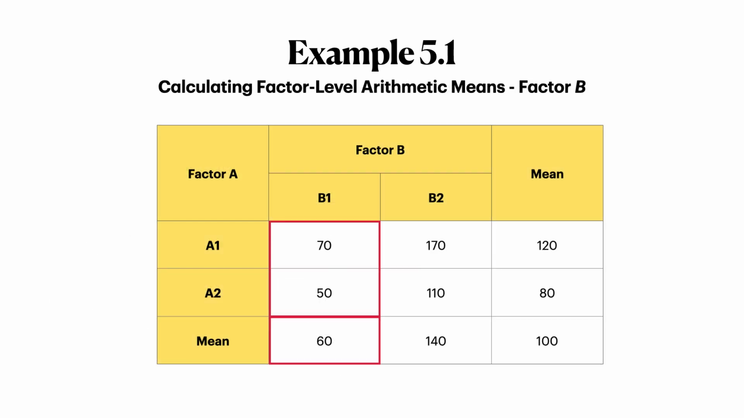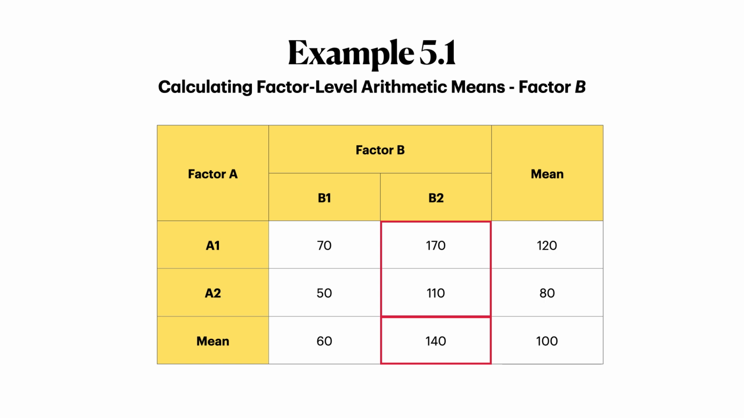And so we see here in the context of the two-way table, 60, which is mu bar dot 1, is the average of the values in the first column. It's the mean of the values corresponding to the first level of factor B. And then 140 is the mean of the values in the second column. This is mu bar dot 2, and it's the mean of the values of the second level of factor B.